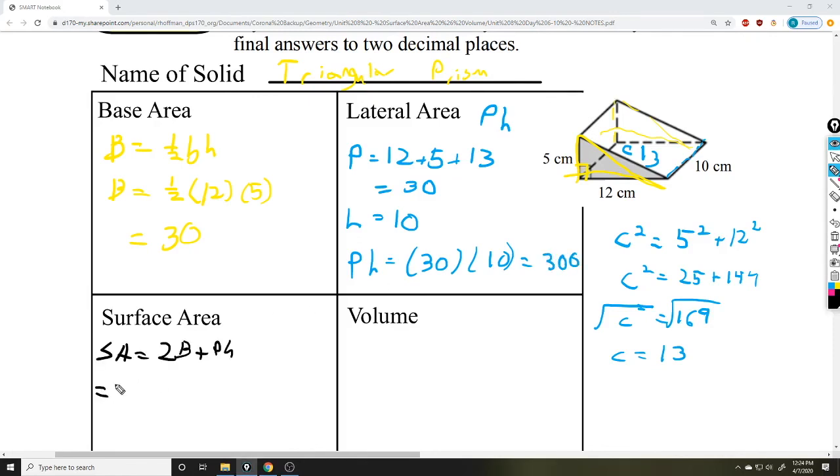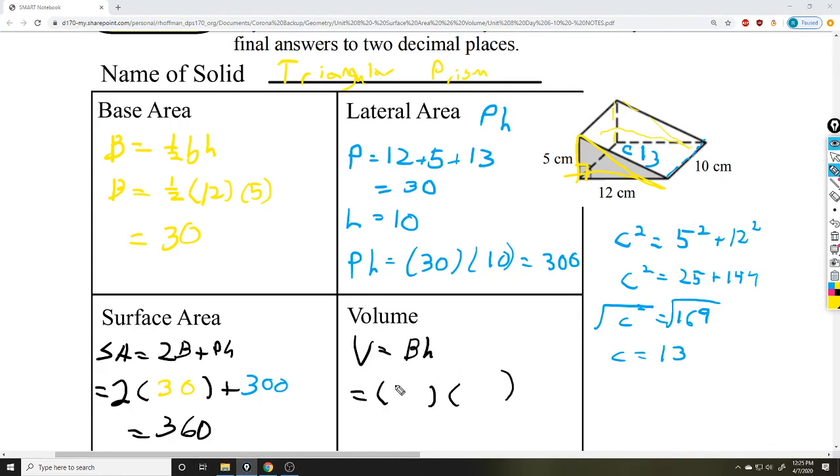Surface area, there's the formula, and now we can just plug in the things that we know. By figuring out twice the area of the base, well, the area of the base we found was 30. Plus perimeter of the base times the height. Perimeter of the base times the height, we found it up here, it's 300. And that comes out to be exactly 360. We don't need to do any rounding in this problem.